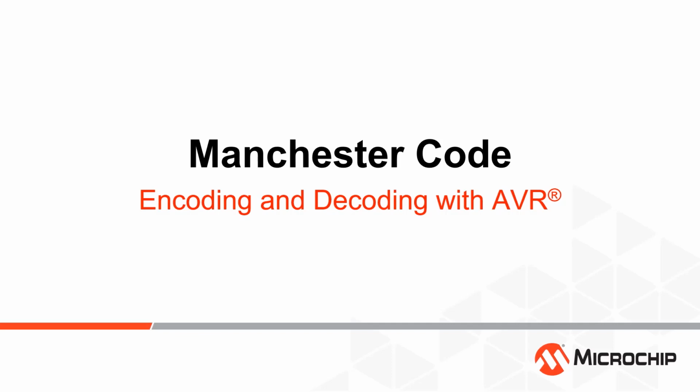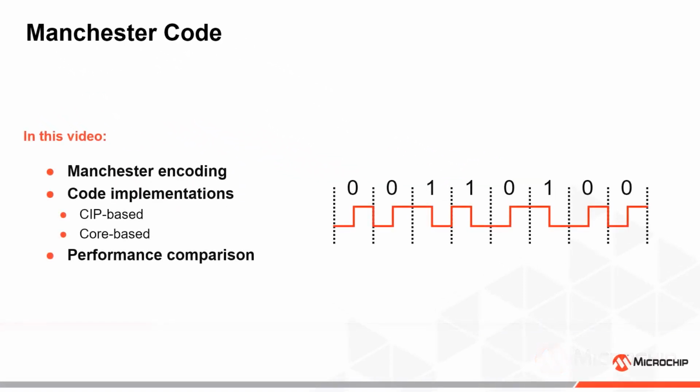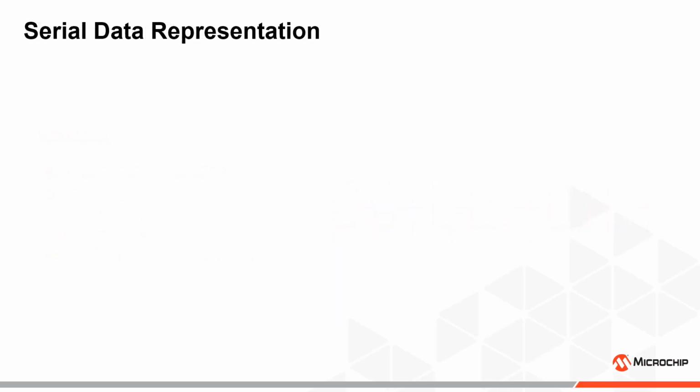Hi, in this video we will examine how we can send and receive Manchester encoded bit streams using AVR microcontrollers. The fundamental principles of Manchester encoding will be covered first, before we move on to discuss different ways to implement encoding and decoding. We will see that the Core Independent Peripherals allow us to make efficient solutions with very high baud rates.